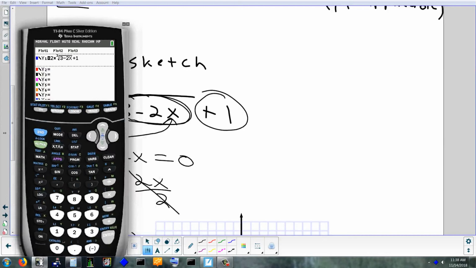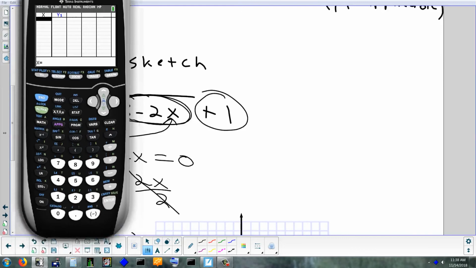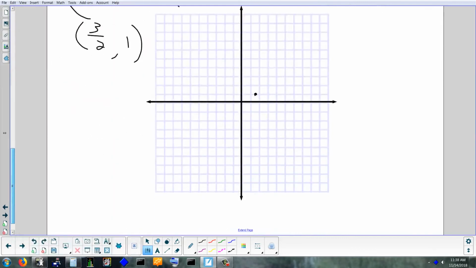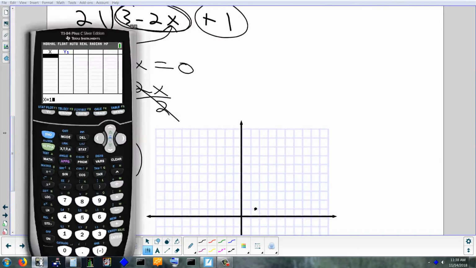Okay, so I'm going to go to second table. And I like to just check the center point, make sure we got that right. So the center point was 1.5, 1. Let's see. Yep. So we've got the right y value for the center.